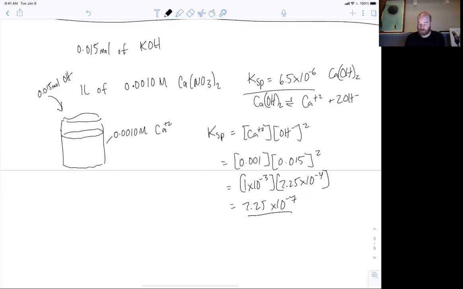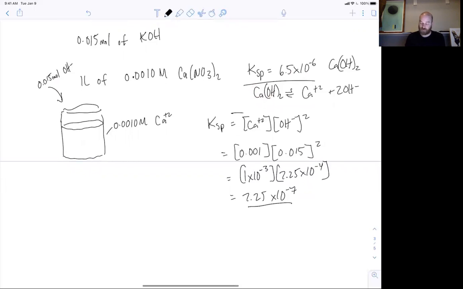But the main thing is that when you write out this expression, because I guess it's not K, so you have to call it something, if it's less than the KSP, which it is here, then you don't see any precipitate. So these things stay in solution as calcium plus 2 and hydroxide. We know that a certain amount of calcium hydroxide can go into solution.